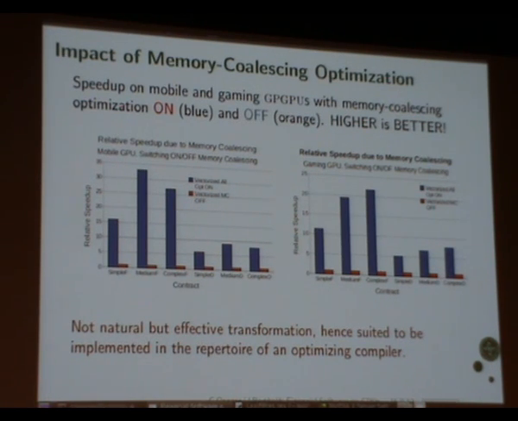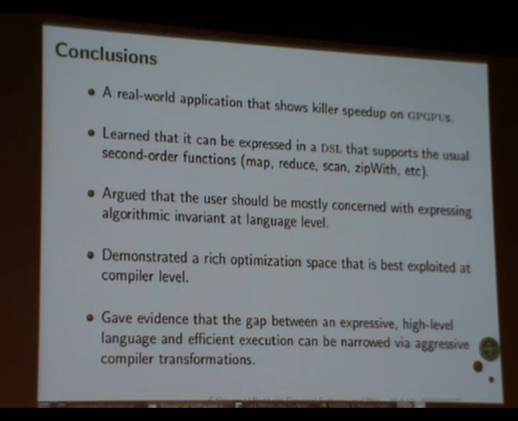So this is a lower level optimization in the sense that you wouldn't expect the user to do this, and it might be actually quite unfeasible to do something like this in a language like Haskell, and hence it's suited to be implemented in an optimizing compiler repertoire.